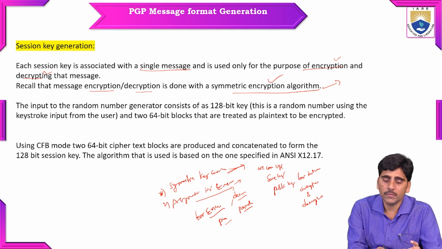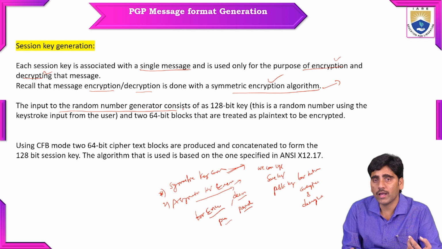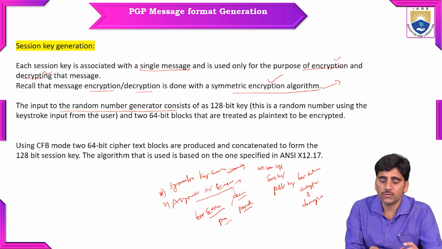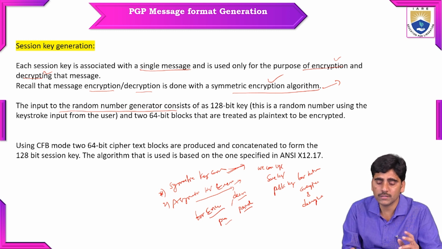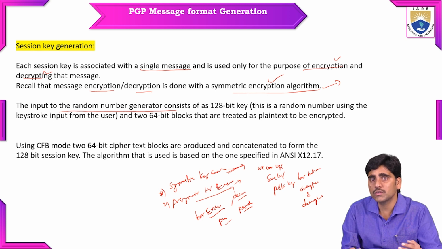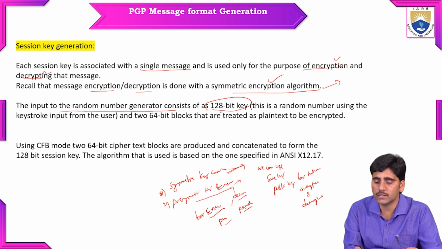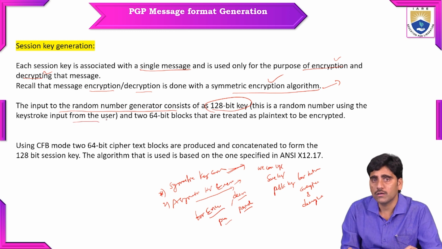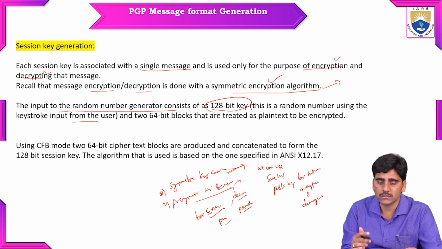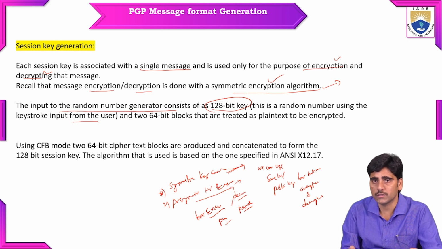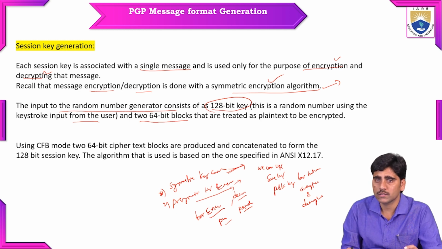So how is the encrypted key actually generated? The input to the random number generator is a function. The input to that function is a 128-bit key, which is a random number using the keystroke input from the user. The user-entered input from the keyboard is taken as input to the random number generator, and it consists of 128 bits, two 64-bit blocks, that are treated as plain text to be encrypted.